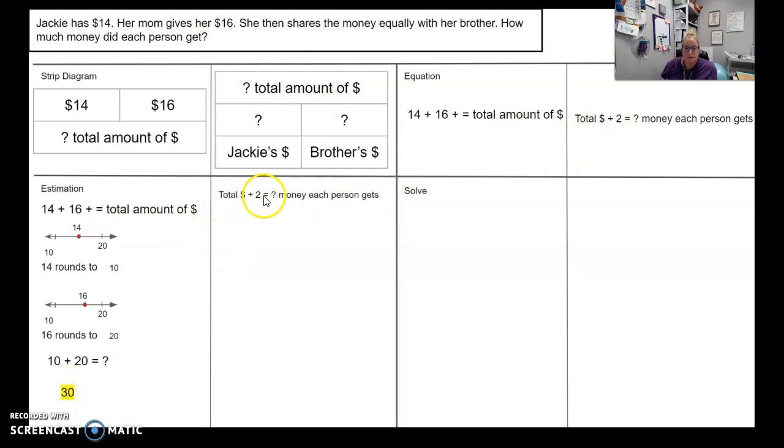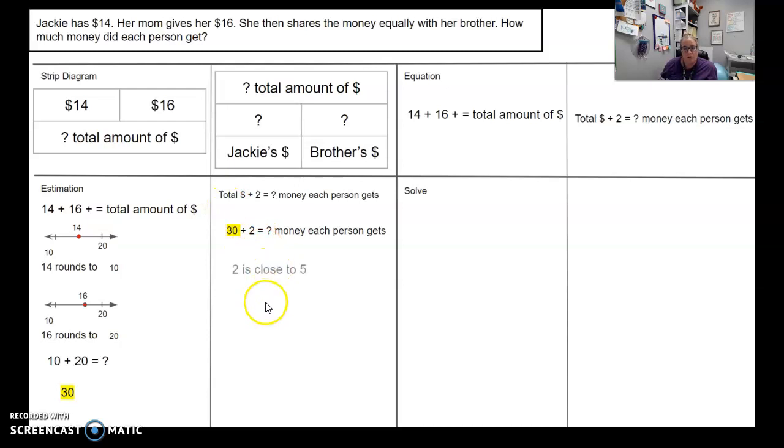So I have total money divided by 2 equals question mark. Well, I can fill in my total money now because I know it's 30. So I'm going to write my equation now. So it's 30 divided by 2 equals the amount of money each person gets. So again, I don't have to do anything with this 30 because it's already been an estimation. It's already been rounded.